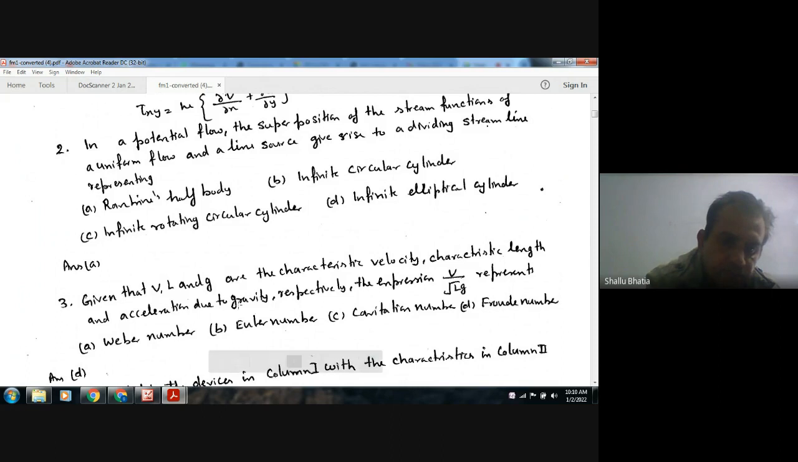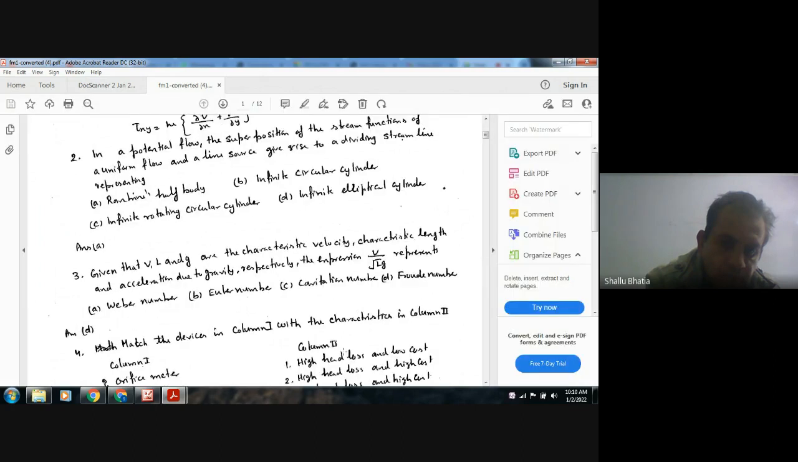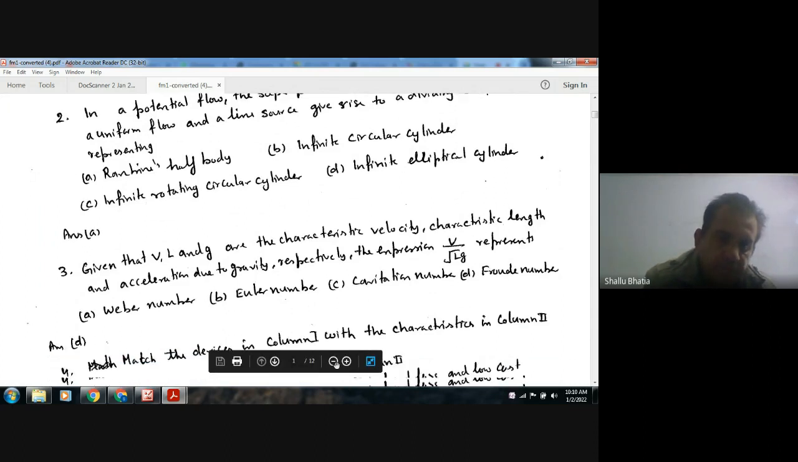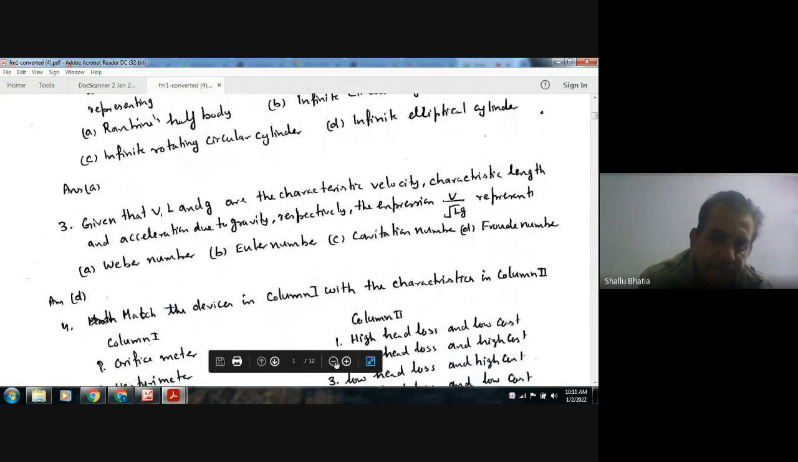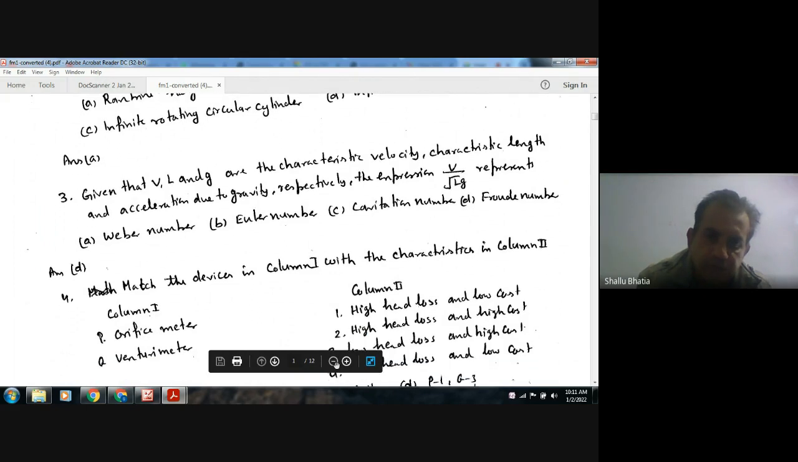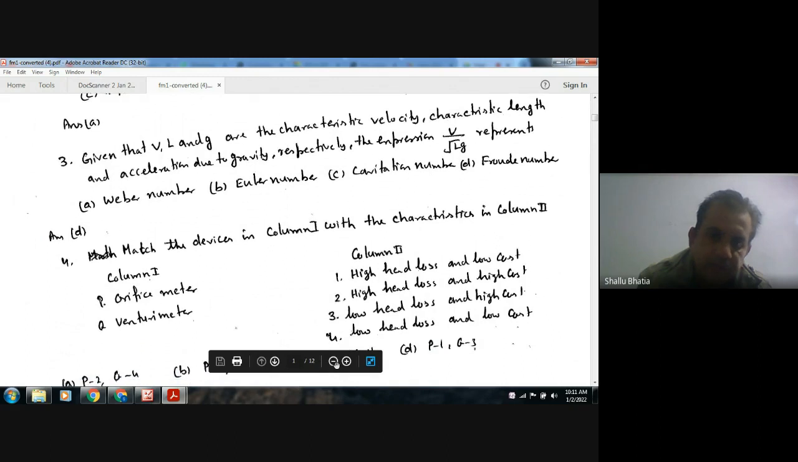Next is question number 3. Given that V, L, and g are the characteristic velocity, characteristic length, and acceleration due to gravity respectively, the expression V by root Lg represents the Froude number. Option B is the answer.